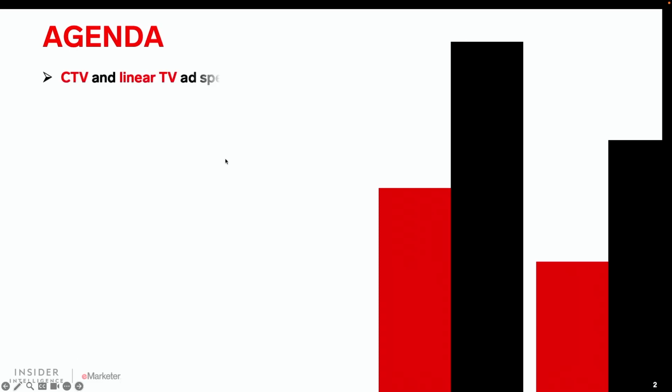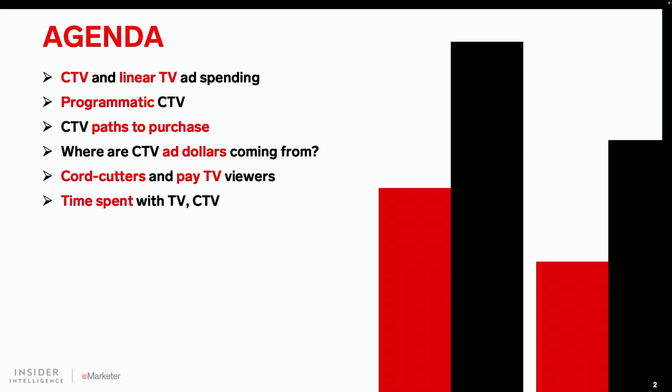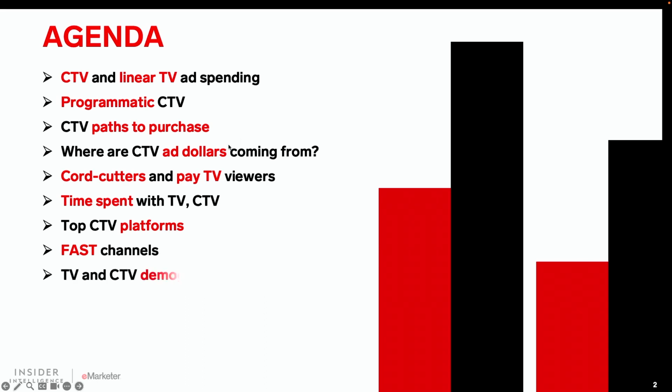So here's our agenda for today. I'm going to start with our top-line estimates of CTV and linear TV ad spending, talk about the programmatic component of CTV, look at the paths to purchase for CTV, share some data on where CTV ad budgets are coming from, go over our forecasts of cord cutters and pay TV viewers, look at time spent data and how it relates to ad spending, give a snapshot of top CTV platforms, including FAST channels, also talk a little bit about viewer demographics, wrap up with some takeaways, and as always, leave room at the very end for audience Q&A.